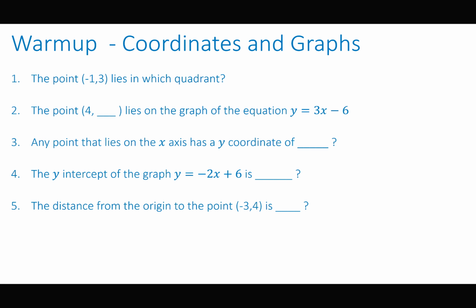The point -1, 3 lies in which quadrant? So -1, 3 would be right about here. What quadrant is that? This is the first, this is the second, this is the third. Why does math do that? Why is that the way it is? That's ridiculous. It's just the way it is, okay? All right, so this lies in the second quadrant.